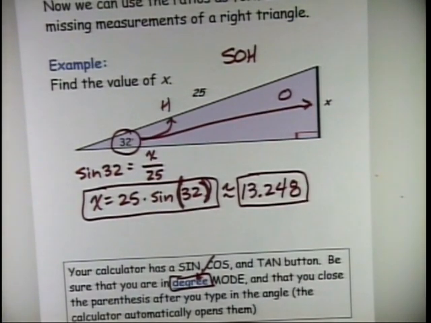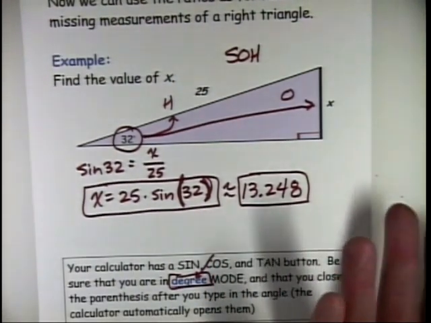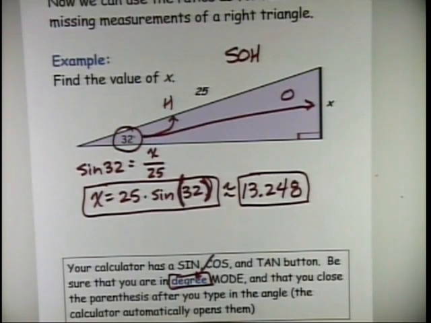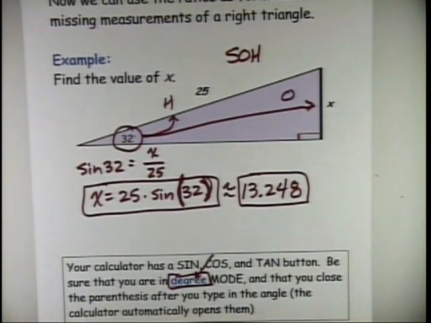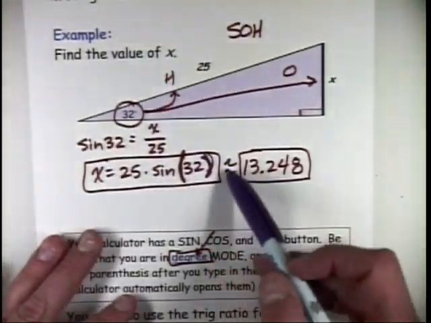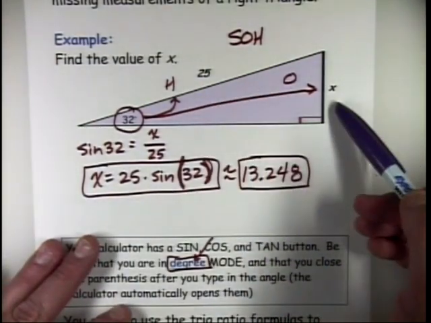If you're in the wrong mode, it's going to give you another answer, and there's not really any way for you to know that you're in the wrong mode, unless you get an answer that's really, really unreasonable. Okay? So just check your mode first. Make sure you're in degrees. All right, so in that case, we use the trig ratio to find a missing side length.